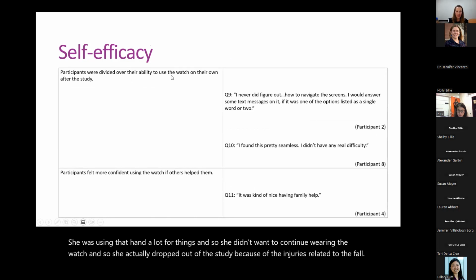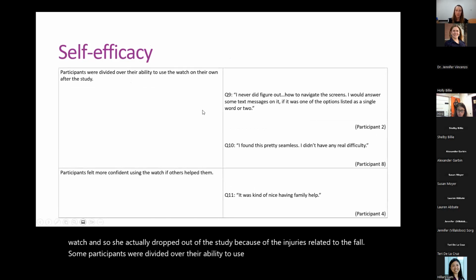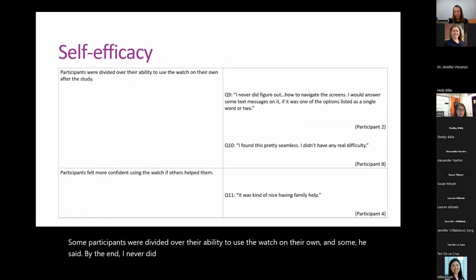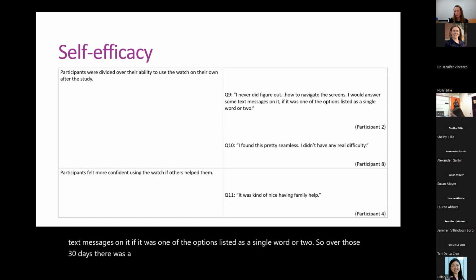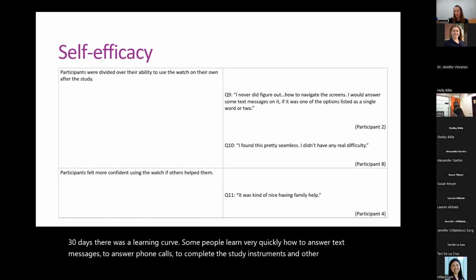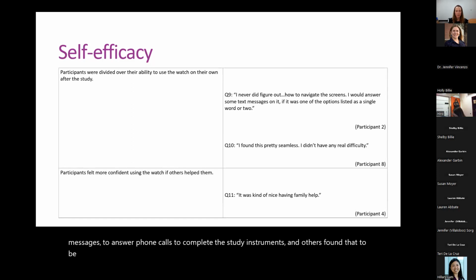Some participants were divided over their ability to use the watch on their own. And some said by the end, I never did figure out how to navigate the screens. I would answer some text messages on it if it was one of the options listed as a single word or two. So over those 30 days, there was a learning curve. Some people learned very quickly how to answer text messages, to answer phone calls, to complete the study instruments, and others found that to be very challenging.